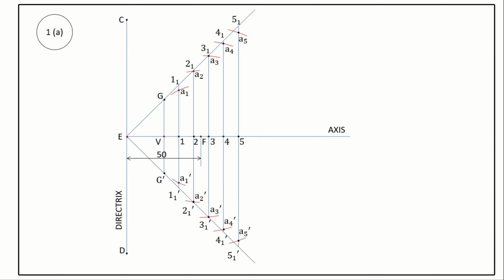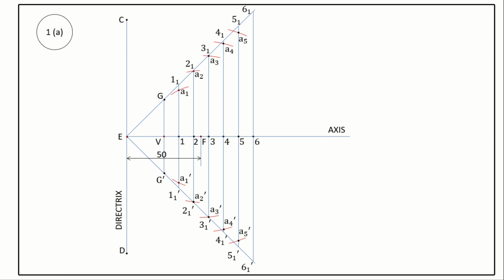Now I will go for one more point here, point number 6. Distance between 5 and 6 is 10 mm. Again through the point 6, draw a vertical line. It cuts the inclined line at 6, 1 and 6, 1 dash.